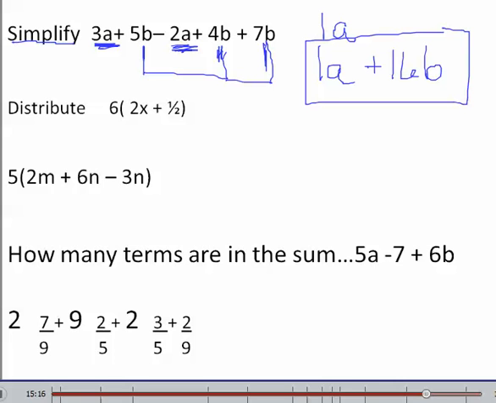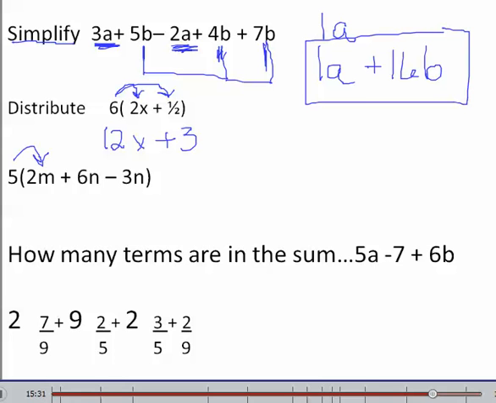Don't usually do that. Here's the distributive property, and there's a fraction, so it's going to scare you, right? 6 times 2 is 12. 6 times a half. Don't let that scare you. What's half of 6? 3. And that's all there is to it.